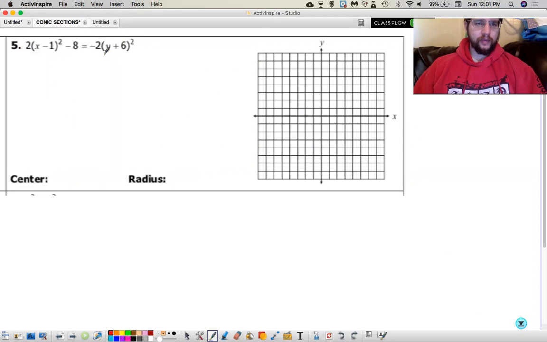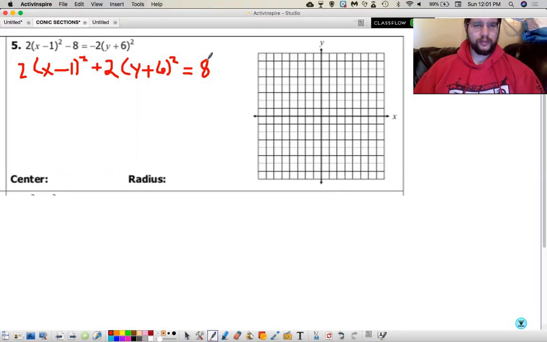So first thing, I need to get my y over here. I'm just going to move that. It's negative, so it's going to become positive. Which it better be positive, otherwise it won't be a circle. I cannot write right now. And move this 8 to the other side too. It's going to be positive 8 on the right side of the equation. Add 8 to both sides. And I divide through by 2. Because, well, you can't have any coefficients there.